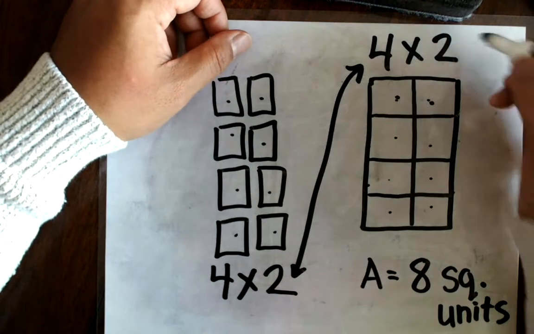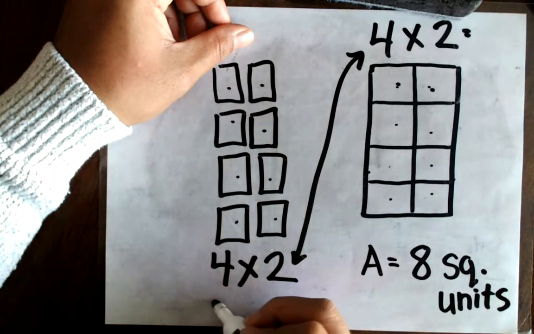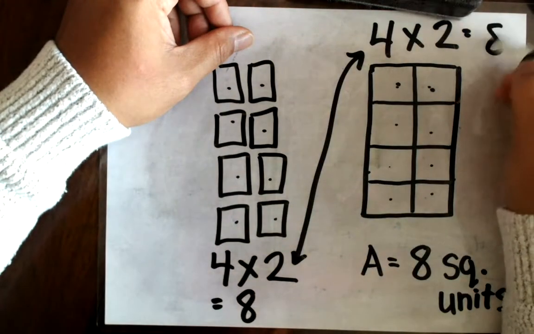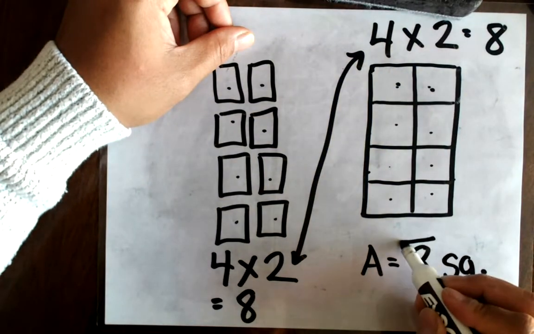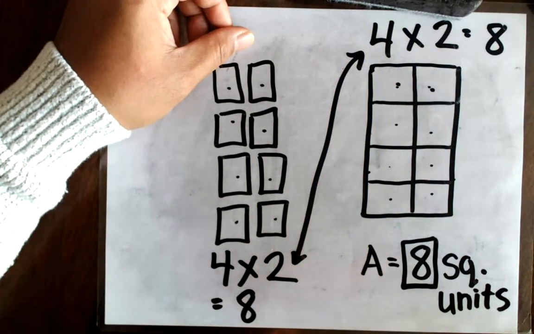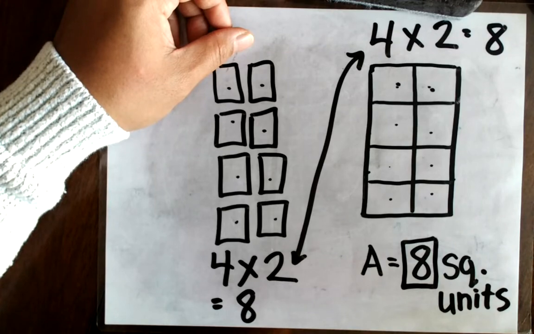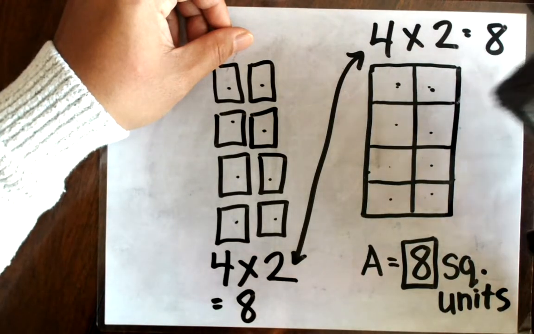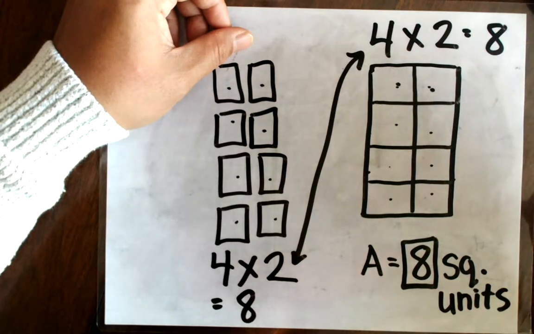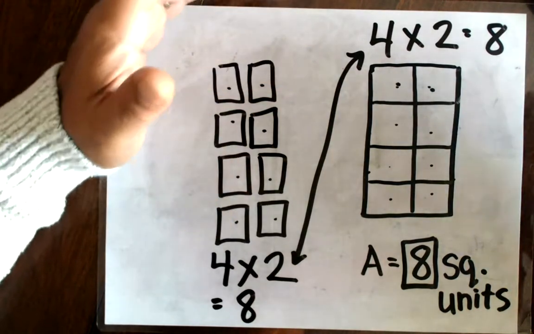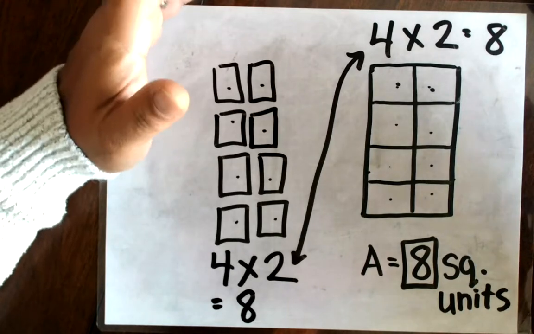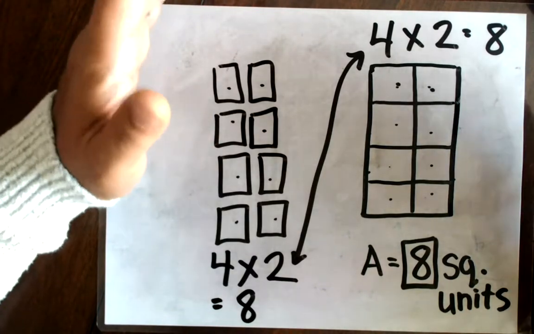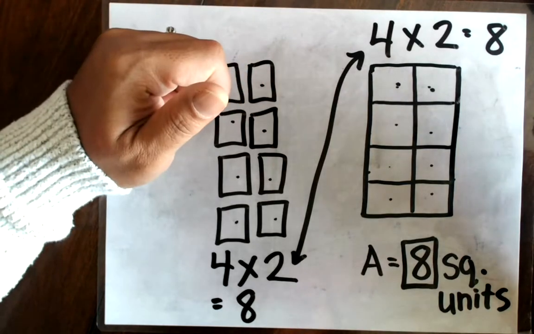And boys and girls, so easy. What is 4 times 2? It's 8, right? Which is our answer to our area problem: 8 square units. So you could easily count up all the squares, or you can just simply make a multiplication problem and figure out what the area is without having to count all those teensy tiny little squares.